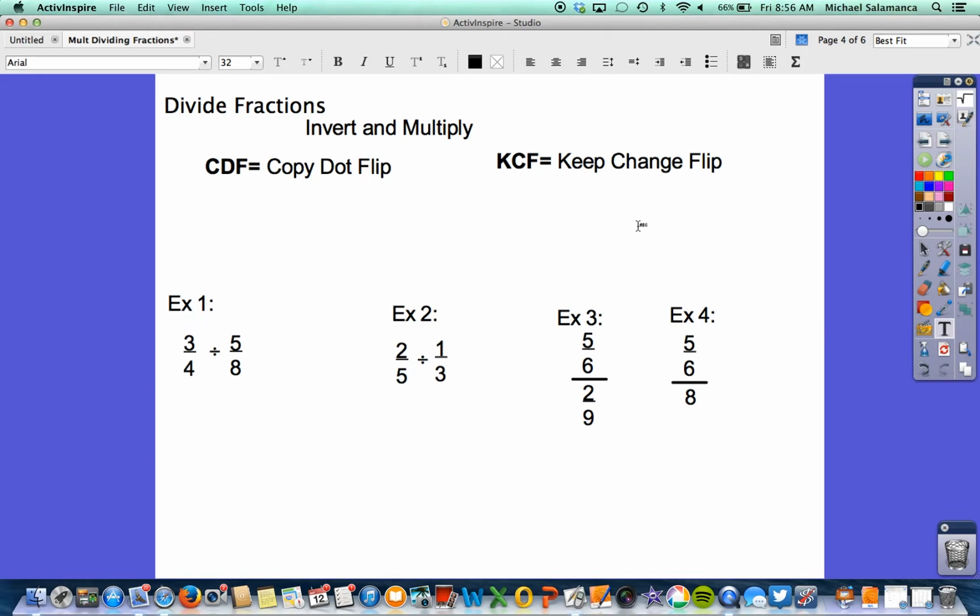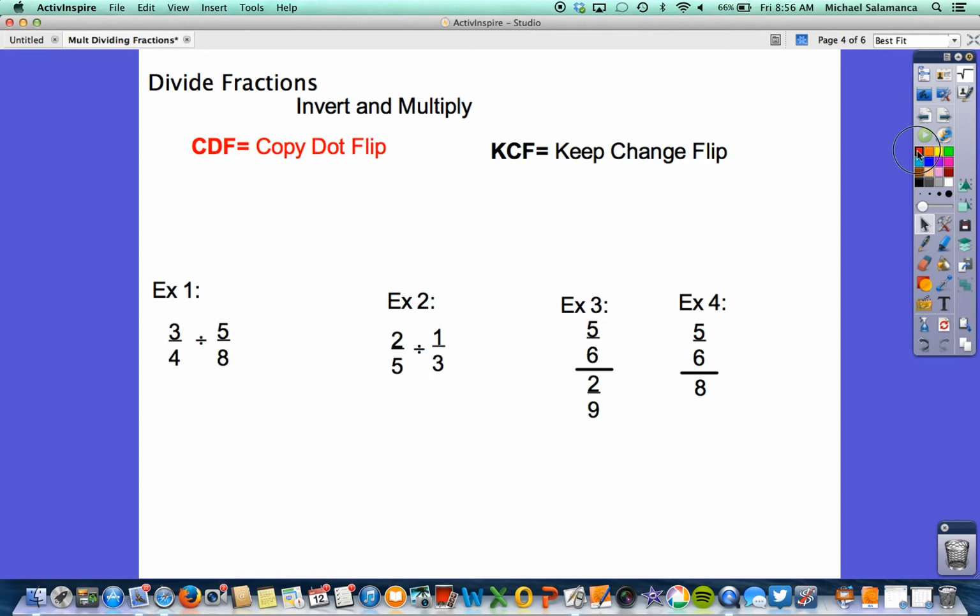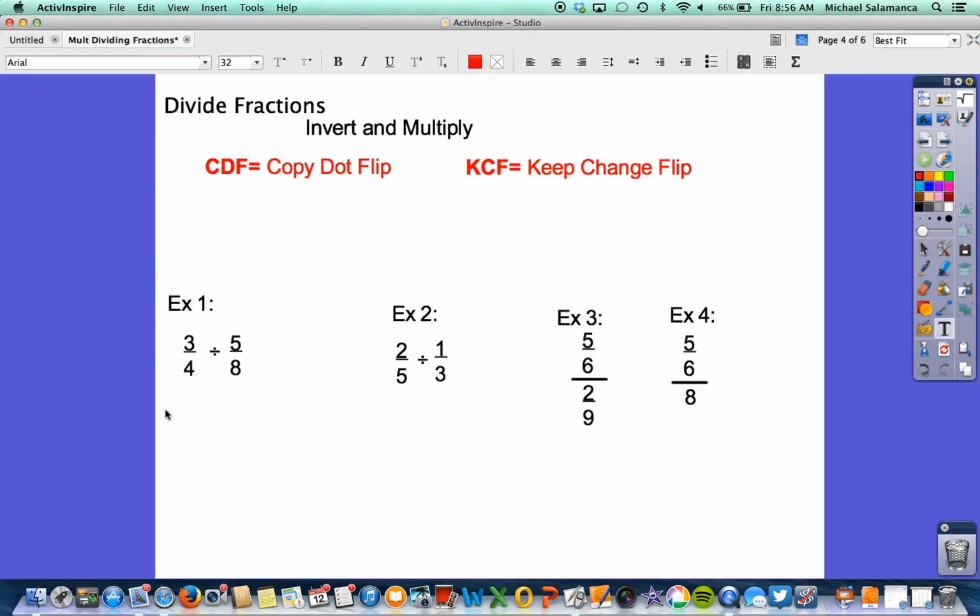Dividing fractions is just as easy. In the past, you were told to invert and multiply, or multiply by the reciprocal. What I would like us to really consider is either copy dot flip or keep flip change, whichever one is going to help you remember best, and they both work the same way. So in example 1, because we're dividing, we can copy.